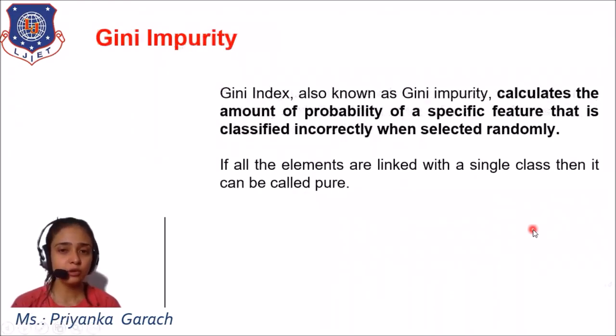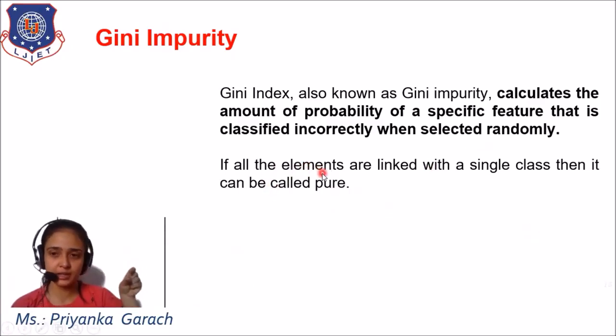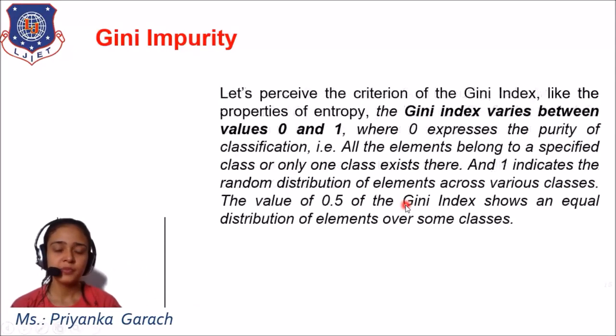Now next is the Gini impurity. The Gini index, also known as the Gini impurity, calculates the probability of a specific feature being classified incorrectly when selected randomly. If all the elements are linked with a single class, then it is called pure. The Gini index varies between the values 0 and 1. When it is 0, it expresses the purity of the classification.